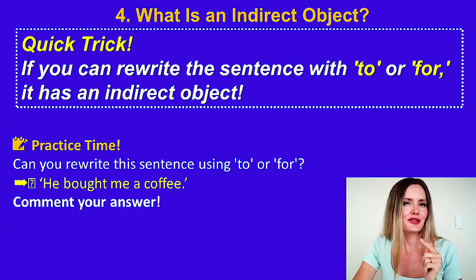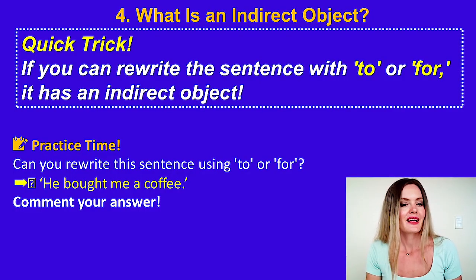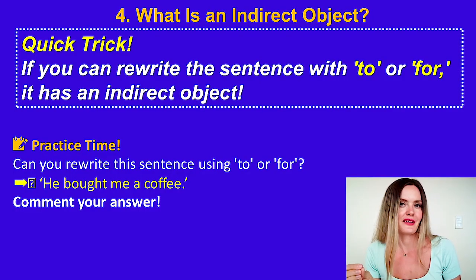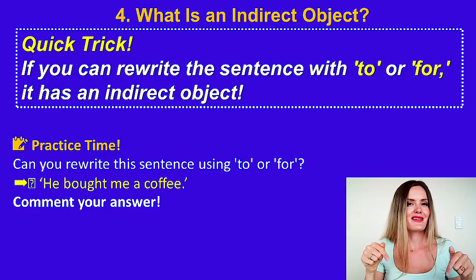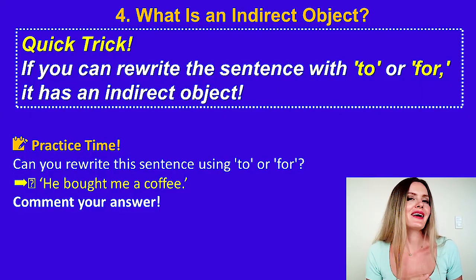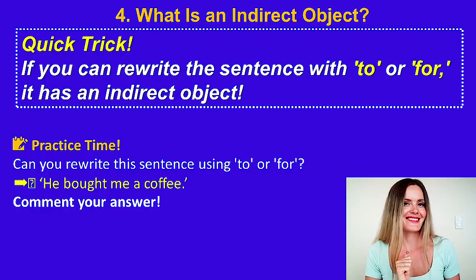And now it's time for you to practice. Can you rewrite this sentence using to or for? He bought me a coffee. Please write your answer in the comments below. Can you find the indirect object in this sentence?